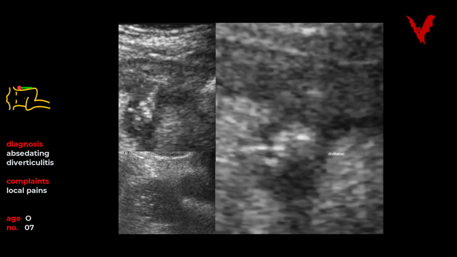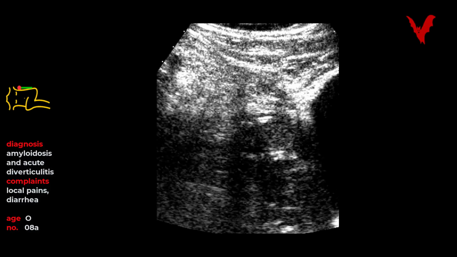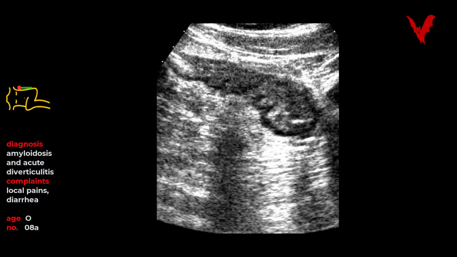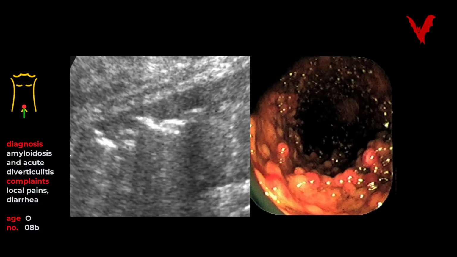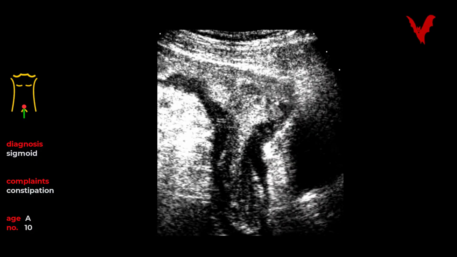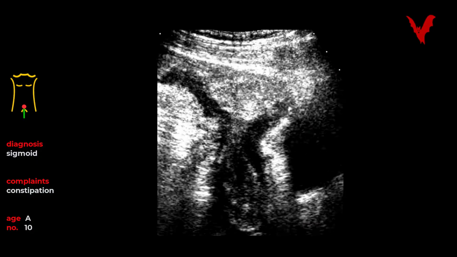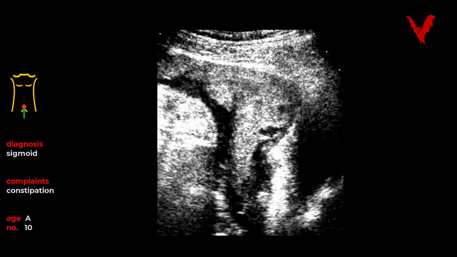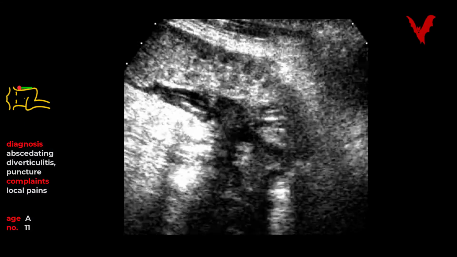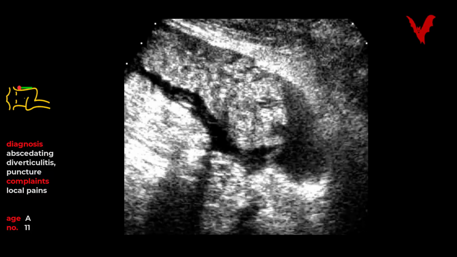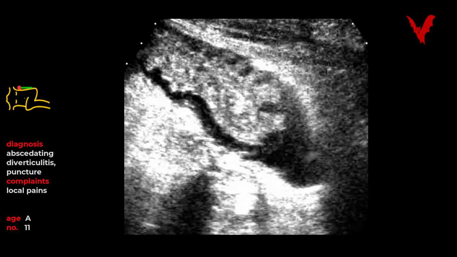Abscedating diverticulitis with the details. Amyloidosis combined with an acute diverticulitis, conservative treatment. Acute infiltration with urinary bladder infiltration. Abscedating diverticulitis and puncture, fine needle puncture.